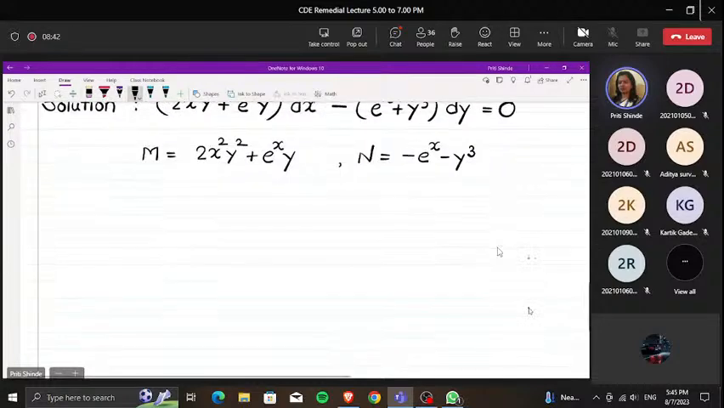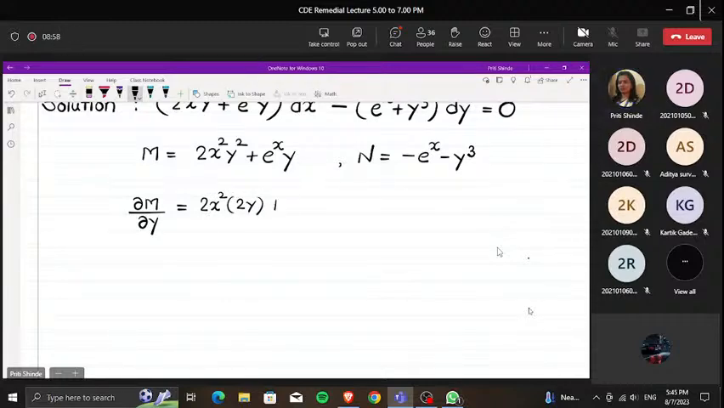Next standard step, differentiate your m with respect to y. Differentiation with respect to y means x is a constant. So the 2x square term stays constant as it is, the derivative of y square is 2y, plus, with respect to y, e raised to x is constant, and the derivative of y with respect to y is 1. So my del m by del y is 4x square y plus e raised to x.